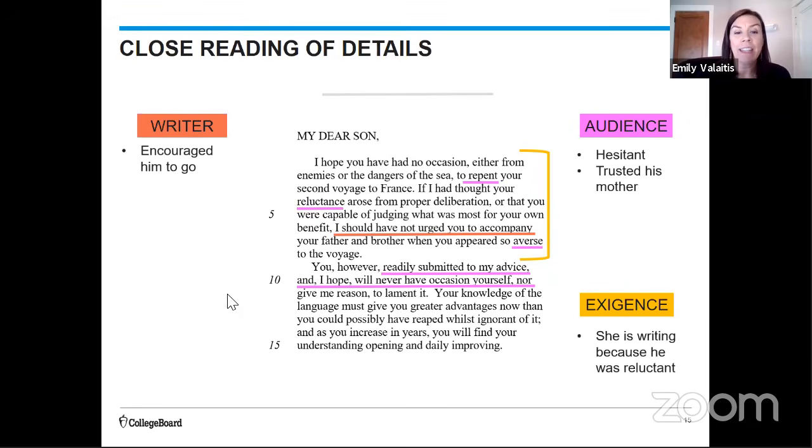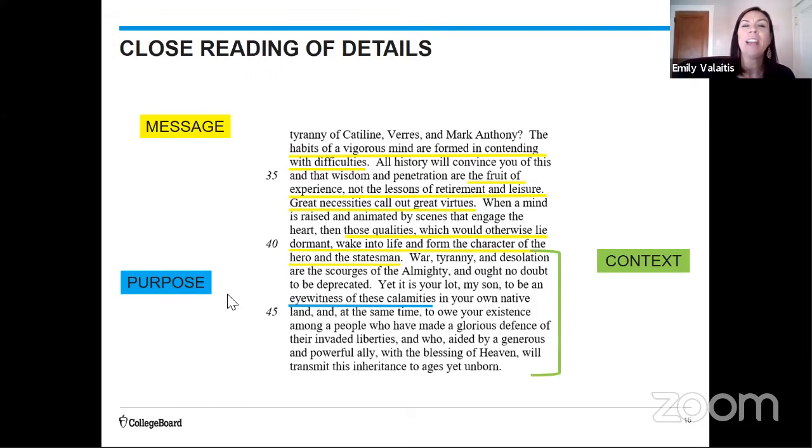All right, let's look at one more thing really quickly. So we could summarize it by saying she encouraged him to go. He was hesitant, but he still trusted his mother and went anyway, and that she's writing to kind of address those reluctances. Okay, so now let's move to the middle of the letter.